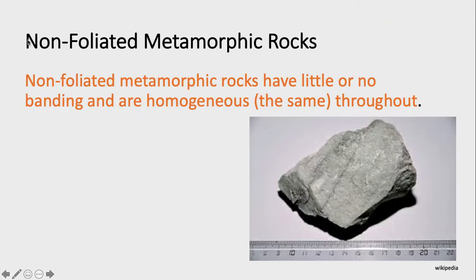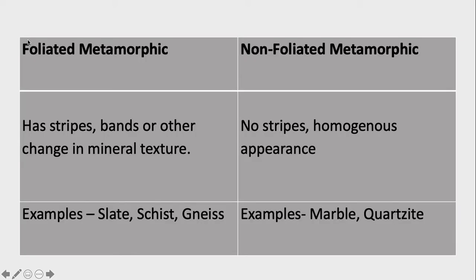If a metamorphic rock is non-foliated, it has little or no banding and a homogeneous appearance. Homogeneous means the same. So there's no stripes here. There's no different minerals to see. So foliated metamorphic has stripes, bands, or other change in mineral texture. Examples: slate, schist, and gneiss. Non-foliated metamorphic has no stripes, a homogeneous appearance, and examples include marble and quartzite.